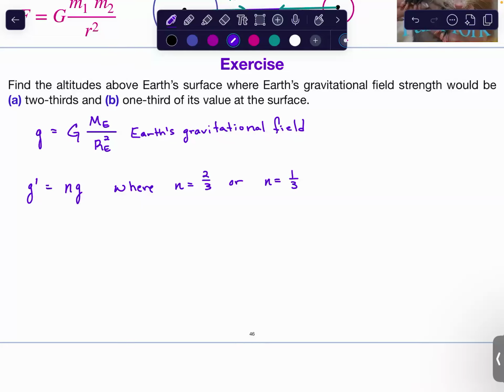Okay, since we already have a format for our gravitational field, our new gravitational field is going to equal G times the mass of the Earth over r squared. And this time, r is going to be the radius at the new altitude h. So that's going to be the radius of the Earth plus h.